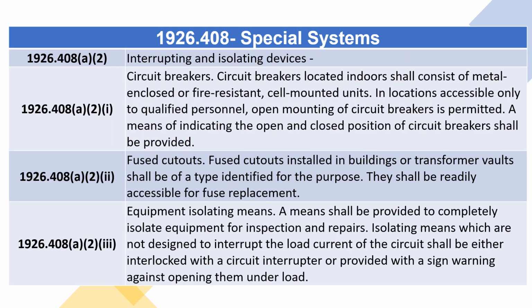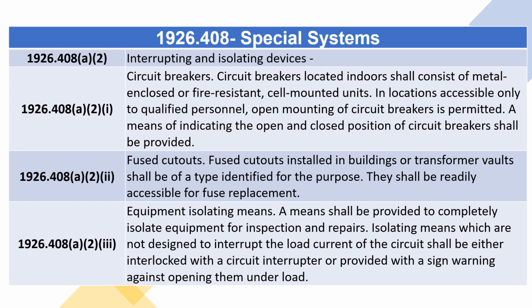1926.408, A2, Interrupting and Isolating Devices. 1926.408, A2, I, Circuit breakers. Circuit breakers located indoors shall consist of metal enclosed or fire-resistant, cell-mounted units. In locations accessible only to qualified personnel, open mounting of circuit breakers is permitted. A means of indicating the open and closed position of circuit breakers shall be provided.